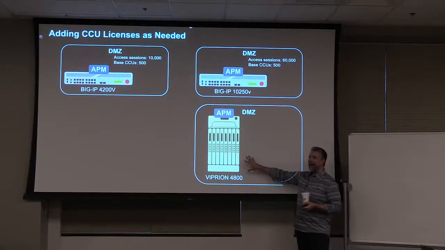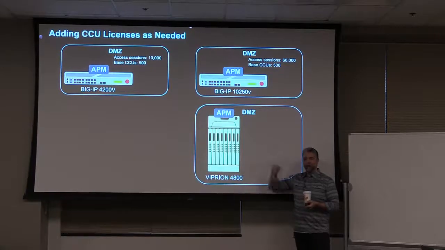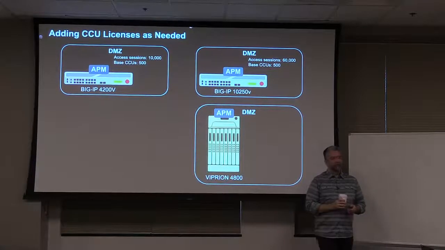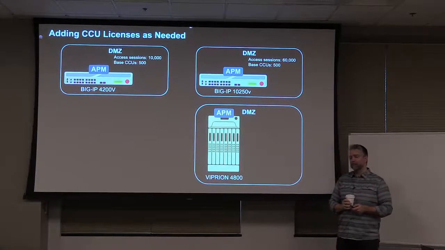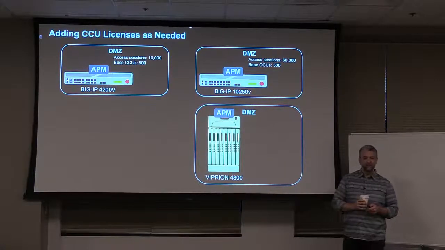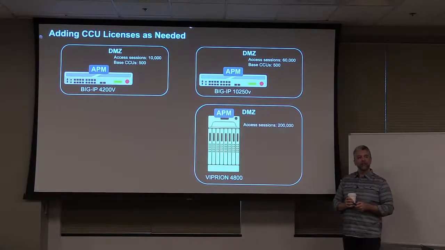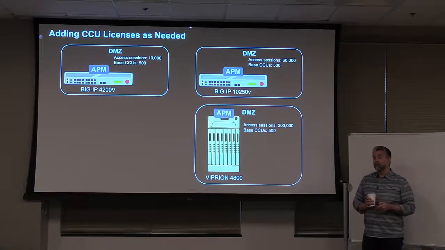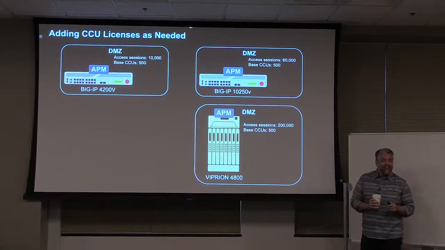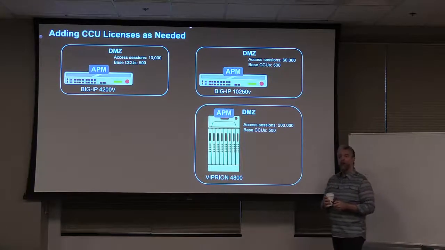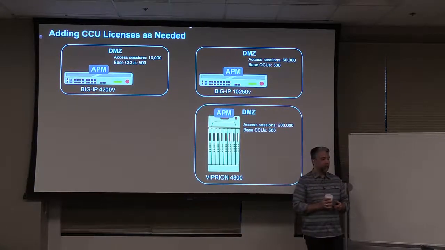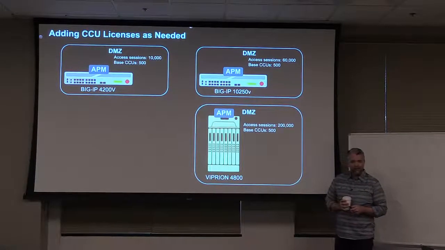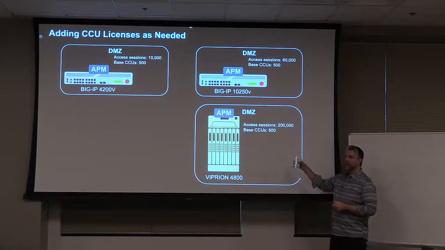In this case, we have a maxed out Viprion, maxed out blades, best blades we can get. Our maximum user throughput available is what? 200,000. I think I heard it. We got to know that. So it is possible, probably not likely, but it is possible we could get 200,000 remote access users through on one hardware device. Competitors can't do that. Still only give them 500 CCUs.